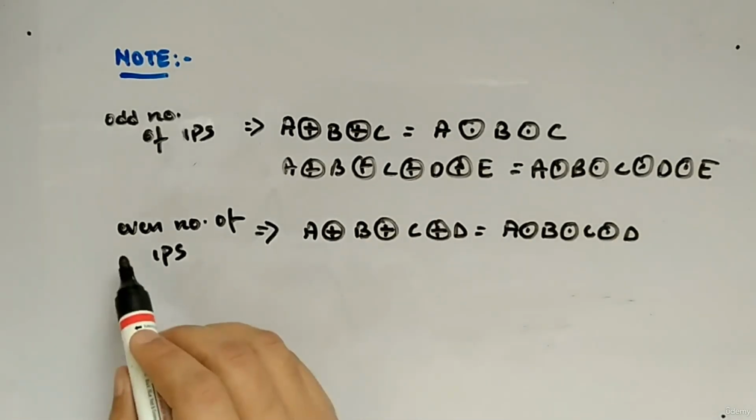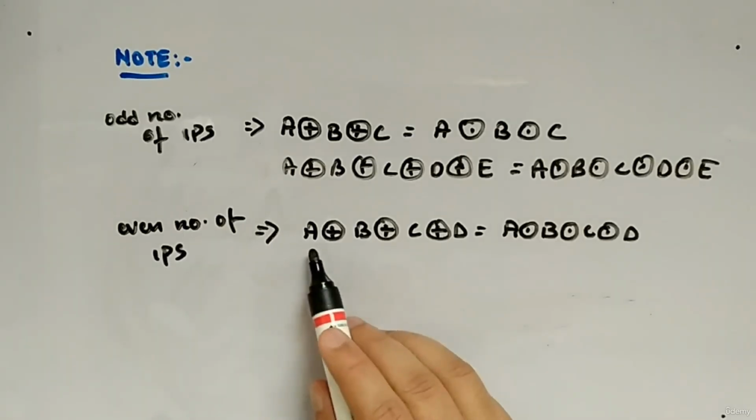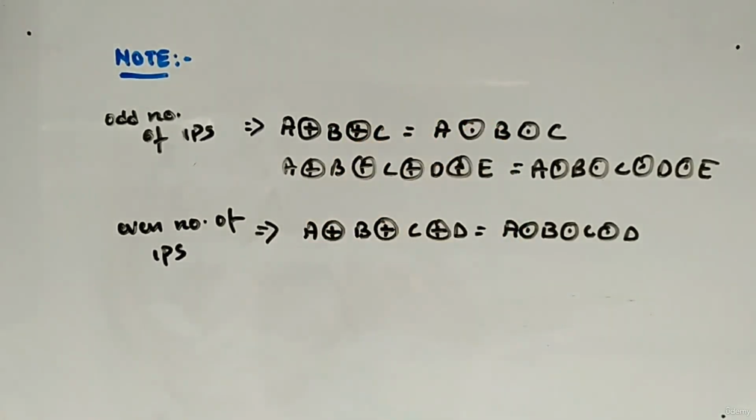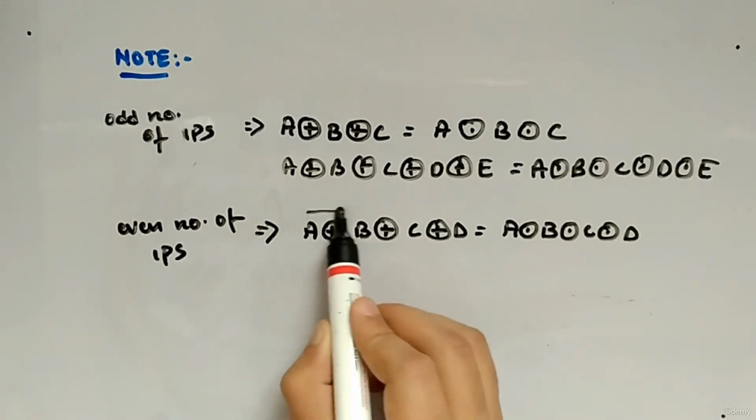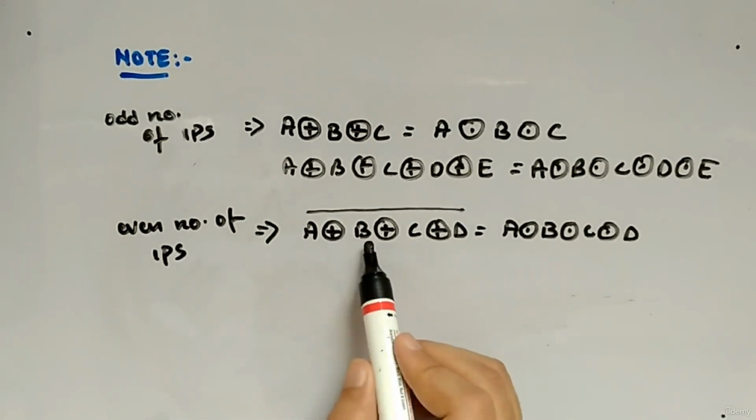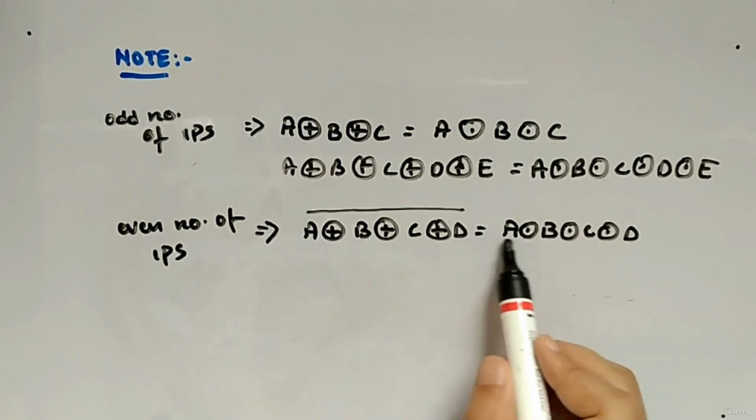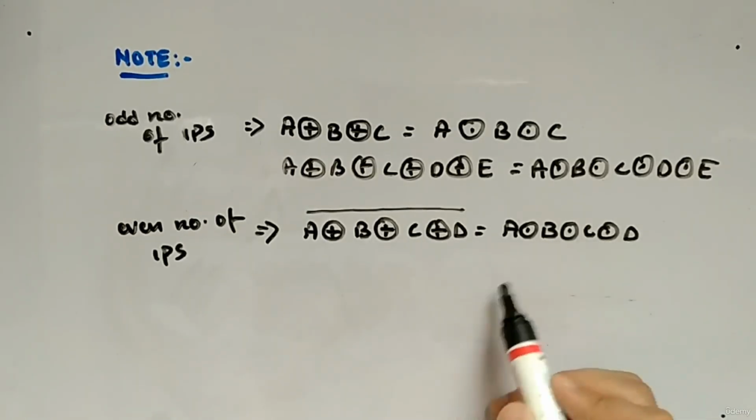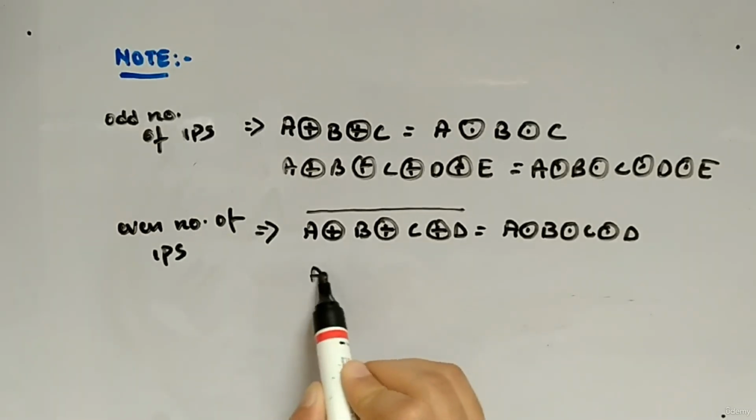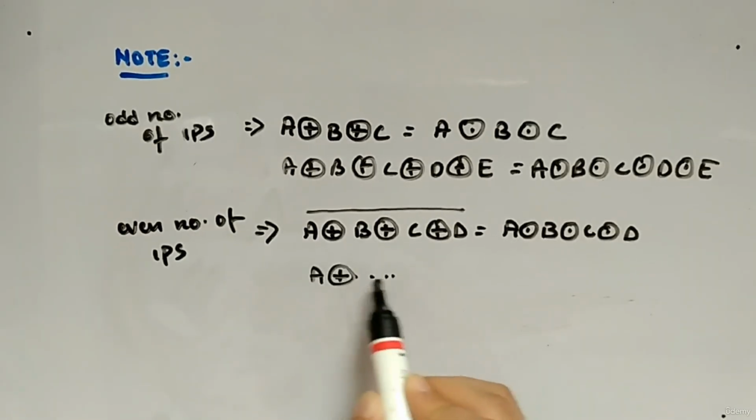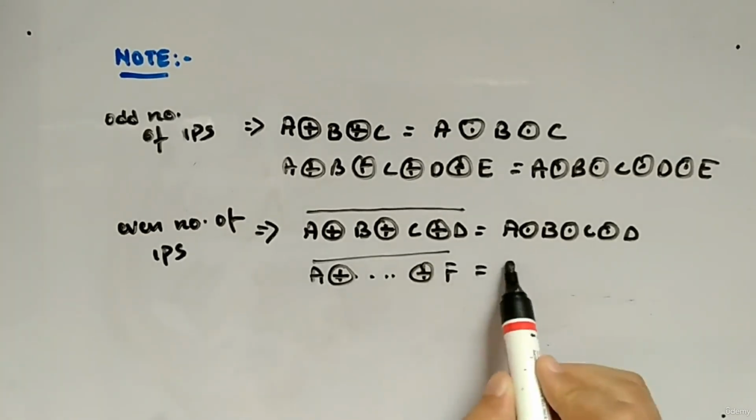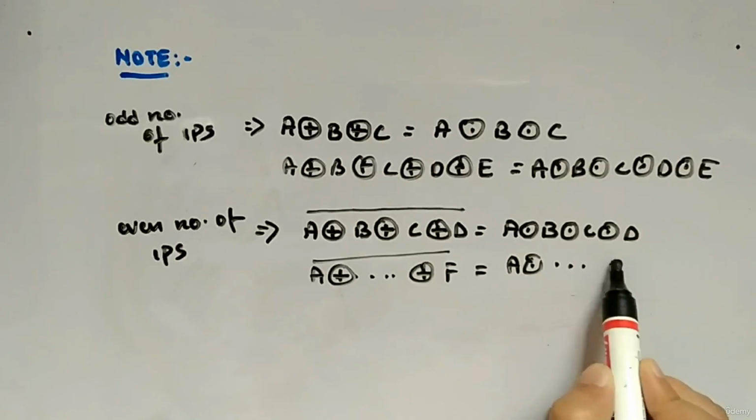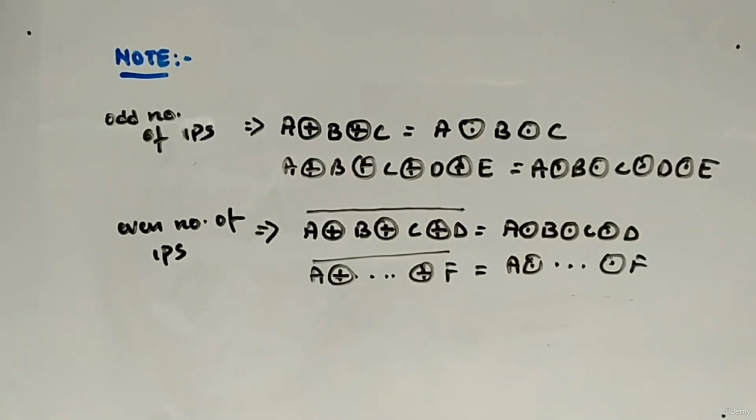And if you have an even number of inputs, here you can see A B C D, 4 inputs are there, which means even. So here this relation is followed. A XOR B XOR C XOR D bar will be equal to A XOR B XOR C XOR D. Similarly, you can go for 6 as well. A XOR B XOR C XOR D XOR E XOR F bar will be equal to A XOR till F. So that is how they are related.